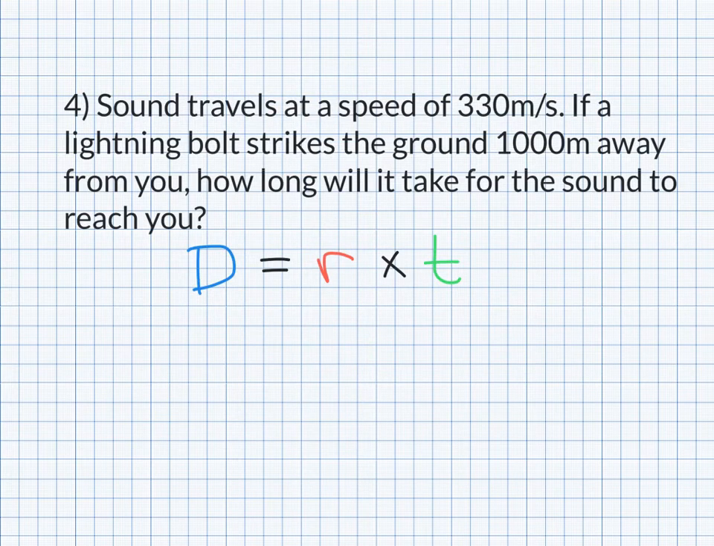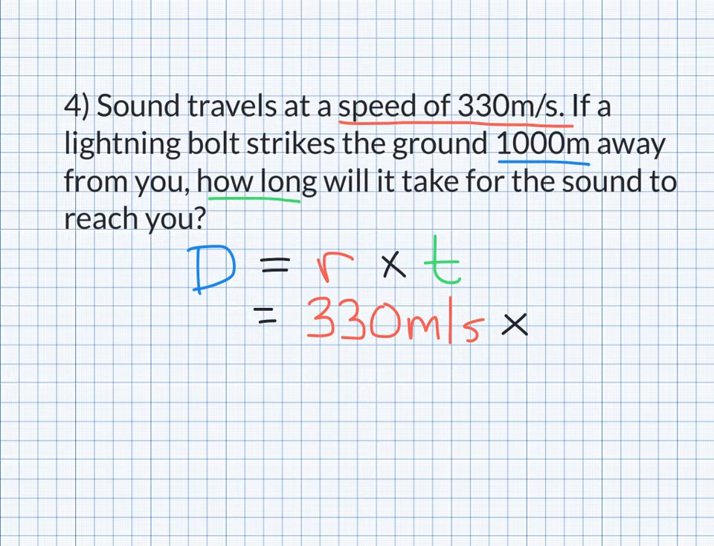All right, number 4. Sound travels at a speed of 330 meters per second. Okay, so that's a speed, so the rate at which it moves. So we're going to replace the r with 330 meters per second. Okay, if a lightning bolt strikes the ground 1,000 meters, so that's a distance, away, how long will it take for the sound to reach you? So you're solving for t, because they're asking how long, and they say it's striking 1,000 meters away.